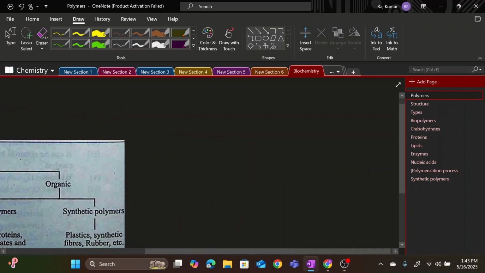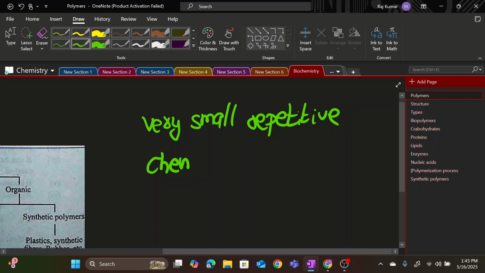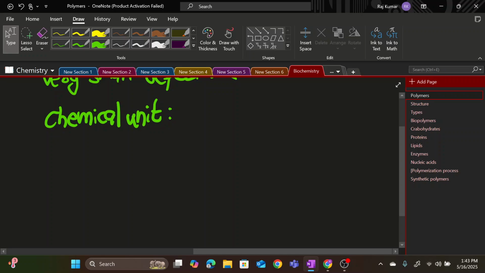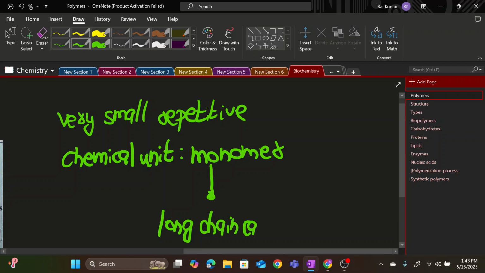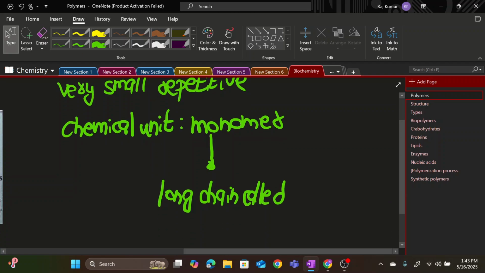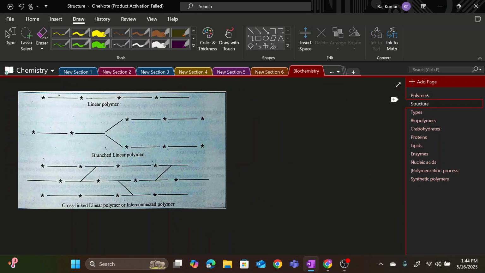Whenever we have a very small repetitive chemical unit, which is repeating continuously, known as a monomer, to form a long chain called a polymer. That is, very small repetitive chemical units called monomers form a long chain called a polymer.